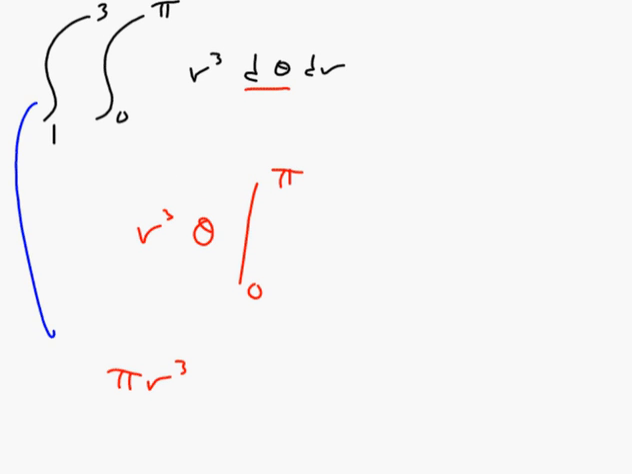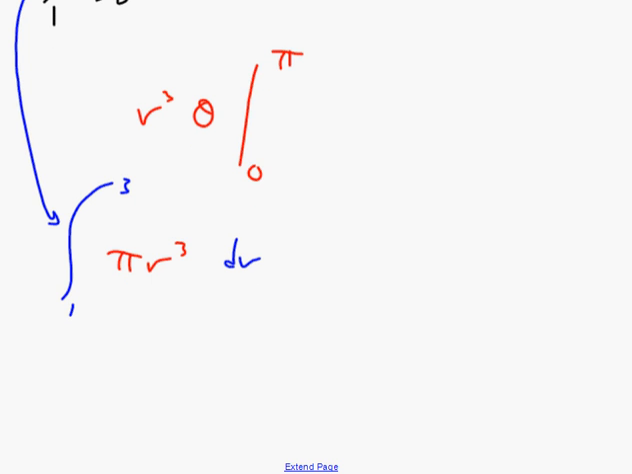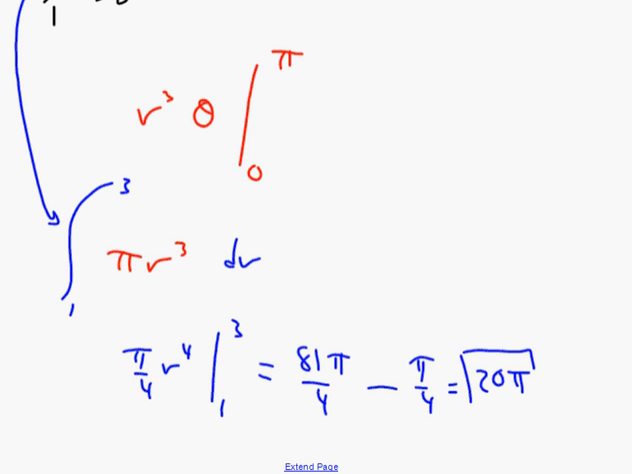Then we're going to do the outer integral, integral 1 to 3 dr of that. So that's going to be pi over 4 R to the 4th from 1 to 3. If I plug 3 in, 3 to the 4th power is going to be 81. So I'm going to get 81 pi over 4 minus, plug 1 in, pi over 4. So that's going to be 80 pi over 4, or 20 pi.